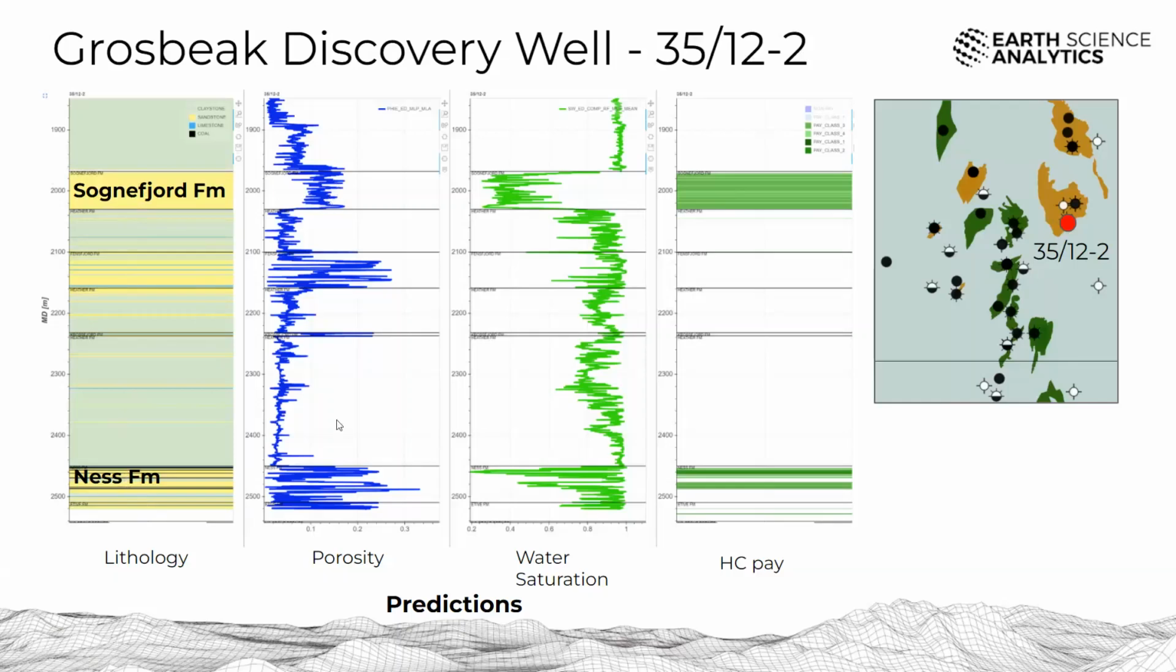We're predicting reservoir-style porosities in the Sandstones and also in the Ness formation, and within the field here where the cursor is. And we have low water saturations in the Sandstones and also in the Brent. And fundamentally, this is what we find in the well we're predicting.